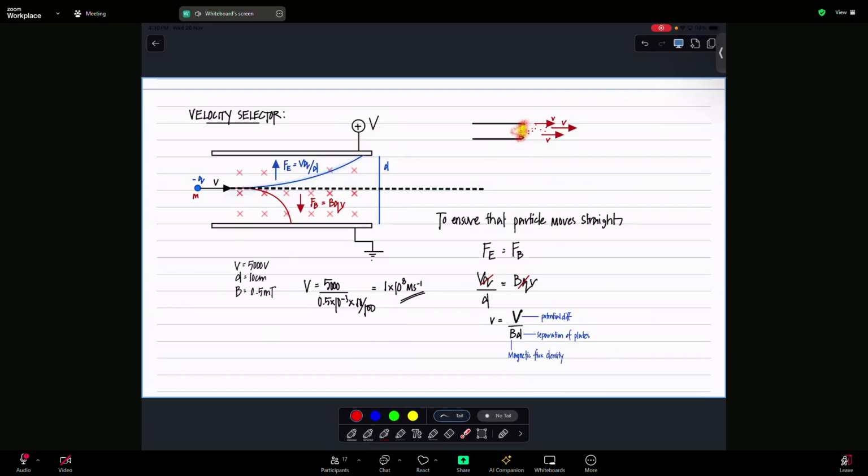So anytime in future, if there's a requirement that you want to set your particle at a certain velocity, use this. And then, by the way, will it work for a positive and negative charge equally, or do I need to make changes for a positive charge?